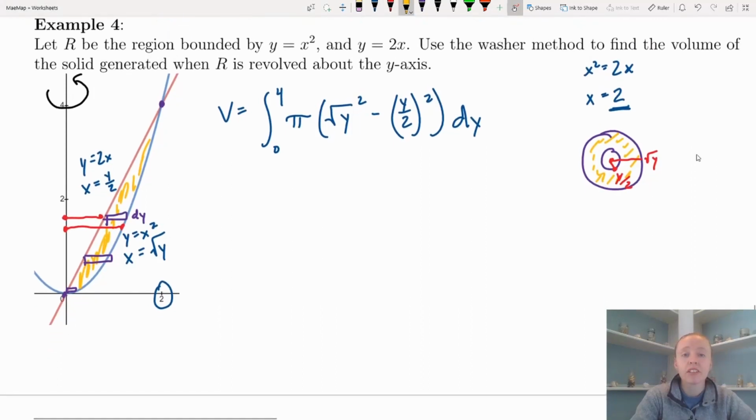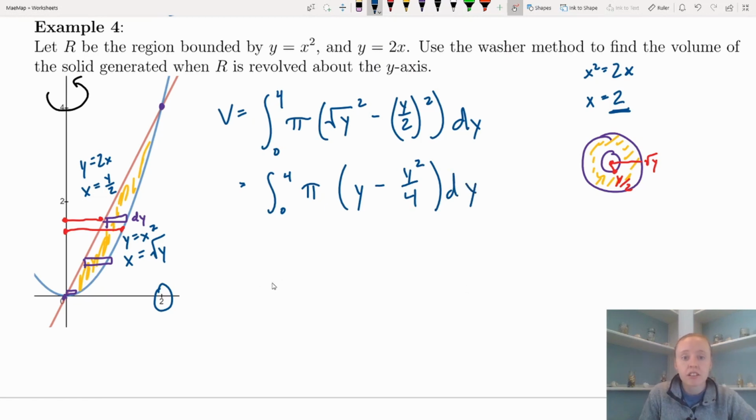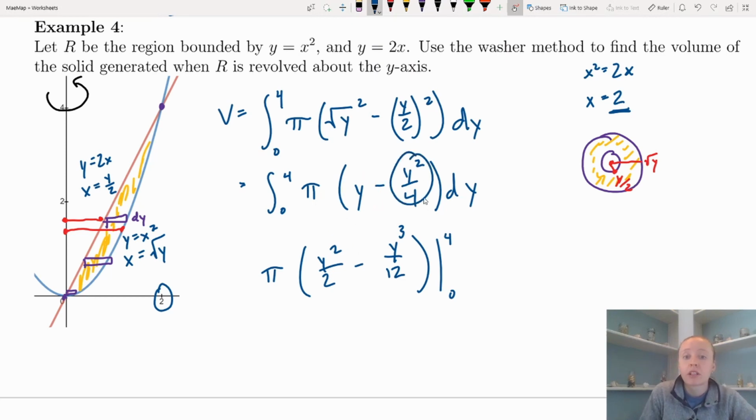So let's finish this problem out, actually integrating. Simplifying, we'll go from 0 to 4, pi times the square root of y squared is y, minus y over 2 squared is going to be y squared over 4. So when I go to integrate this, I'll have pi times y squared over 2 minus y cubed over 12, and that's from 0 to 4. y becomes y squared over 2 when integrated, and y squared over 4 becomes y cubed over 3 times 1/4, which is y cubed over 12.